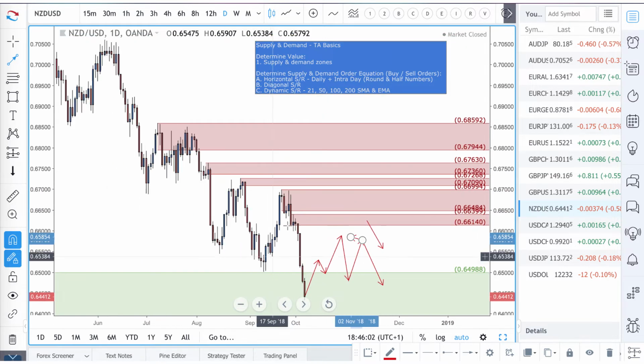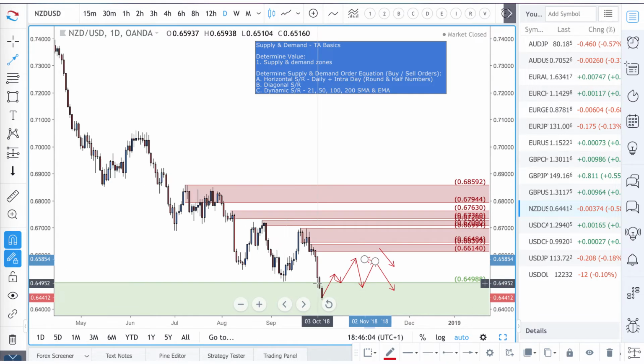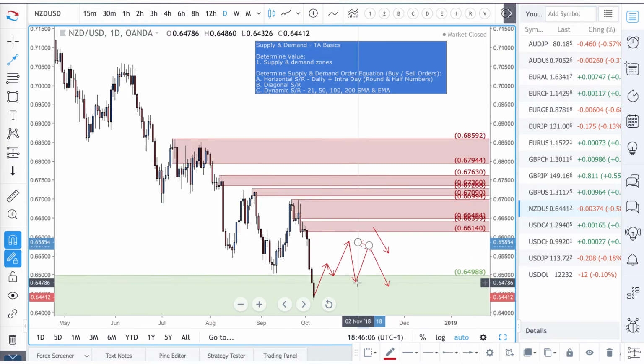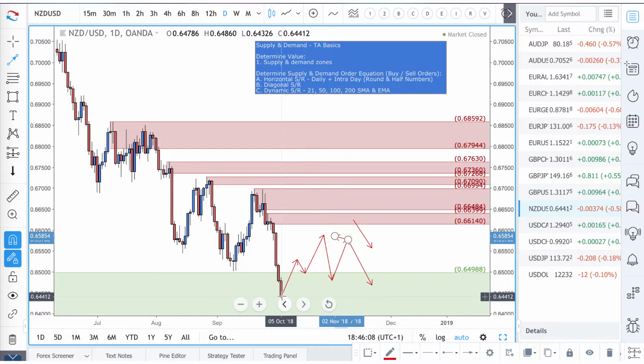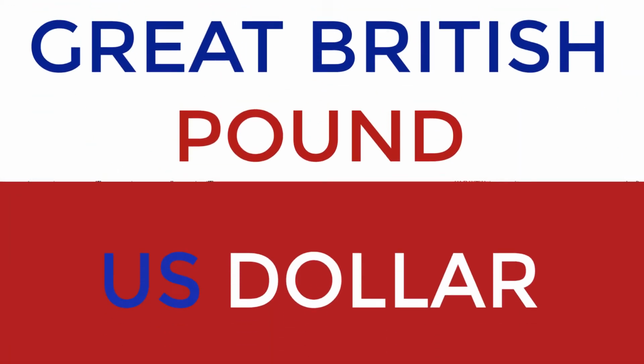If you are looking to buy the New Zealand dollar, I wouldn't look to catch what they call a falling knife just yet. Look to buy or anything like that. Let the market show you that there is at least some demand here before looking to get long.